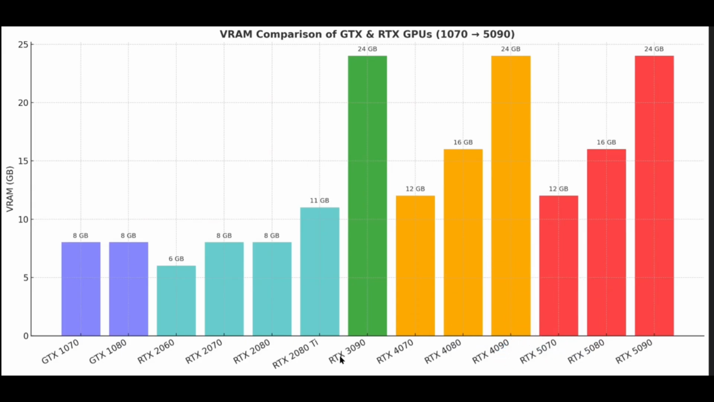Now, the most desirable cards will be the ones ending with 90, which are the 3090, the 4090, and the 5090. Those are all going to have 24 gigabytes of VRAM, which is the most on a commercial video card right now, at least for Nvidia. Anything ending with 80, aside from the GTX series, is 16 gigabytes of VRAM.